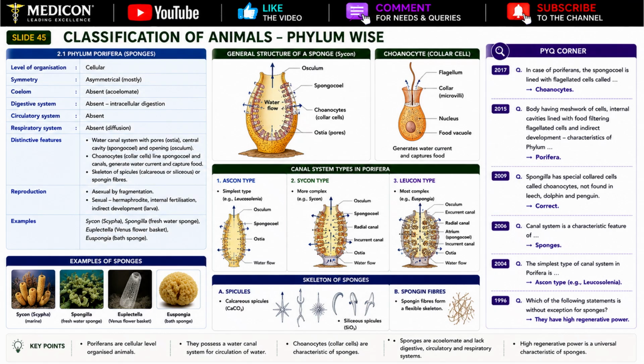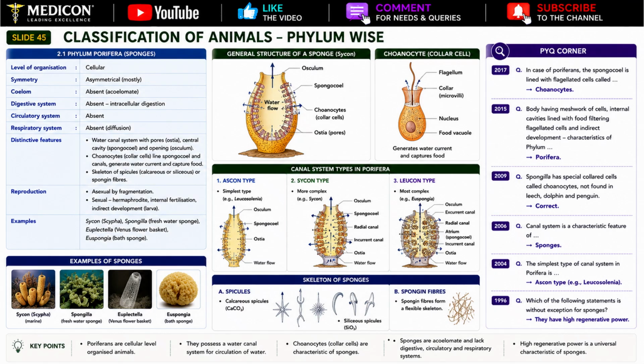Examples are Sycon, Scypha, and Spongilla, freshwater sponge, Euplectella, Venus flower basket, and Euspongia, bath sponge. These examples are very important. Scientific name and common name could be asked as match the following. You can see the examples of the sponges here. Sycon or Scypha is a marine sponge, and Spongilla is a freshwater sponge. Euplectella, also called Venus flower basket, and Euspongia, also called bath sponge.